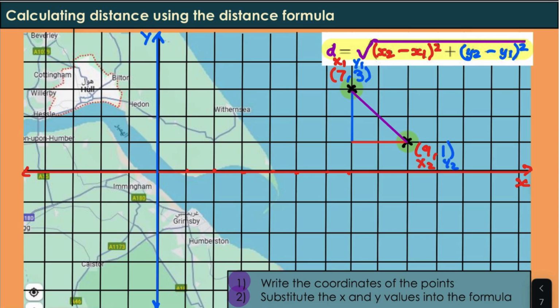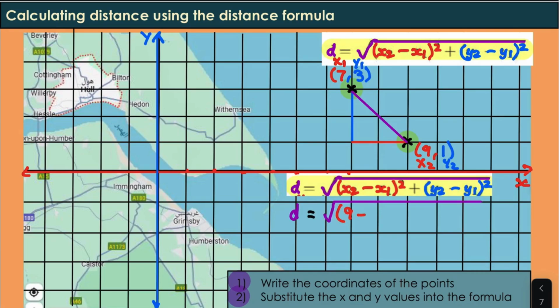Now, step 2, I substitute the x and y values into the formula. So, here we go. Our x2 was 9, our x1 was 7, our y2 was 1, and our y1 was 3. We plug these values into our calculator, and our calculator will give us the square root of 8. And if we convert the root of 8 to a decimal, we get 2.83 miles. And that is how we use our distance formula.